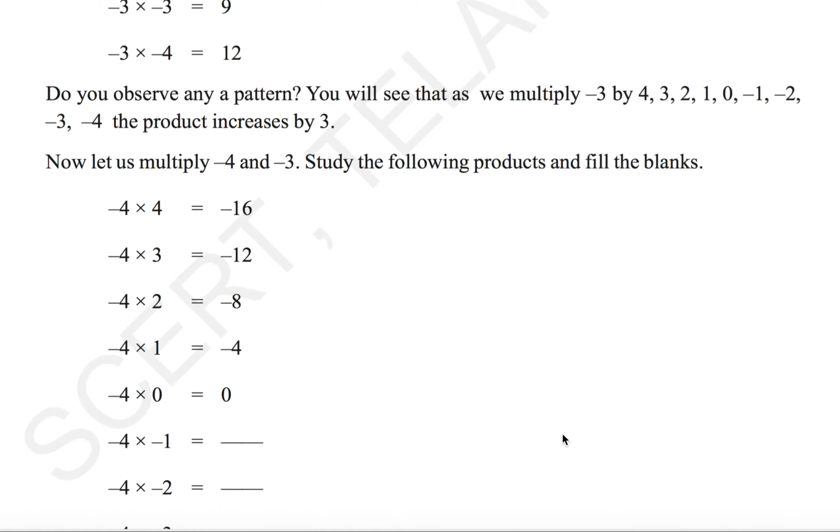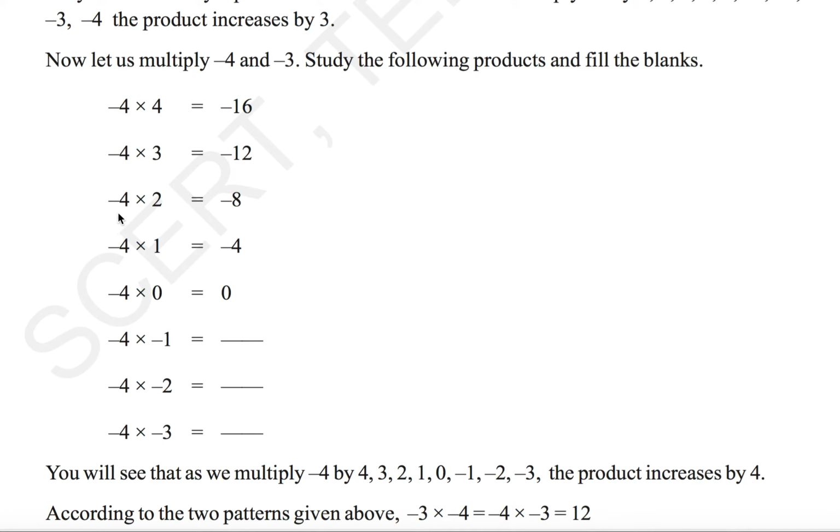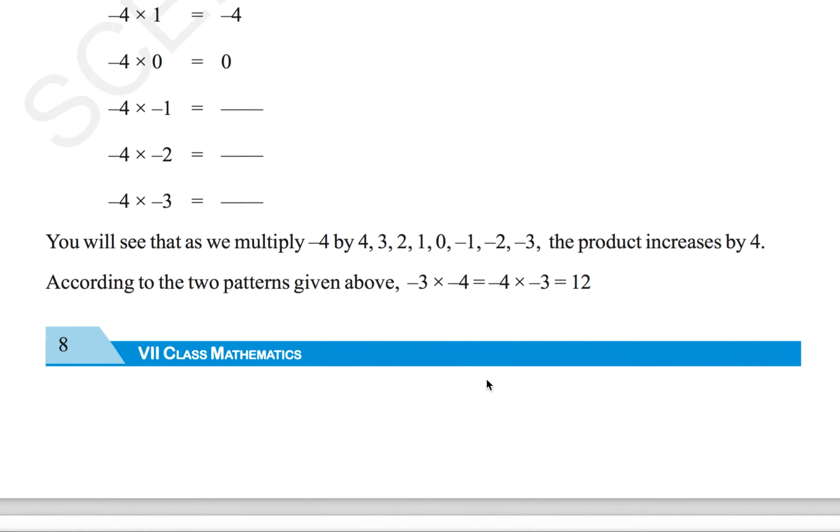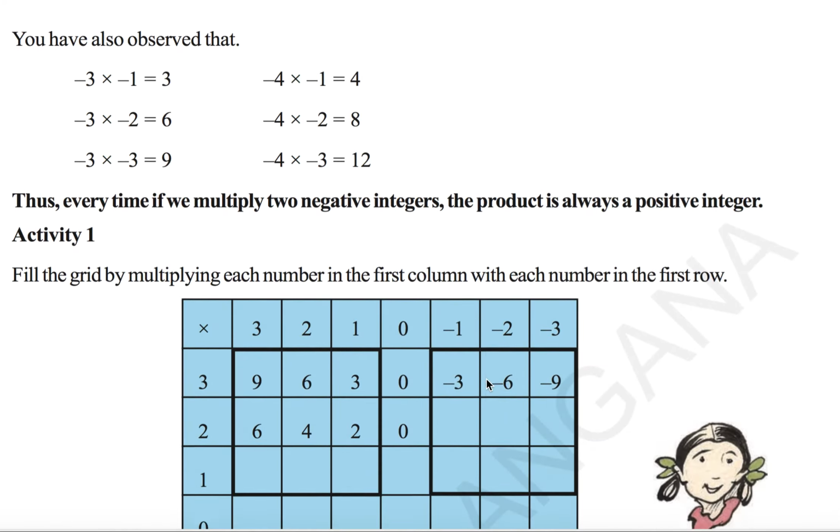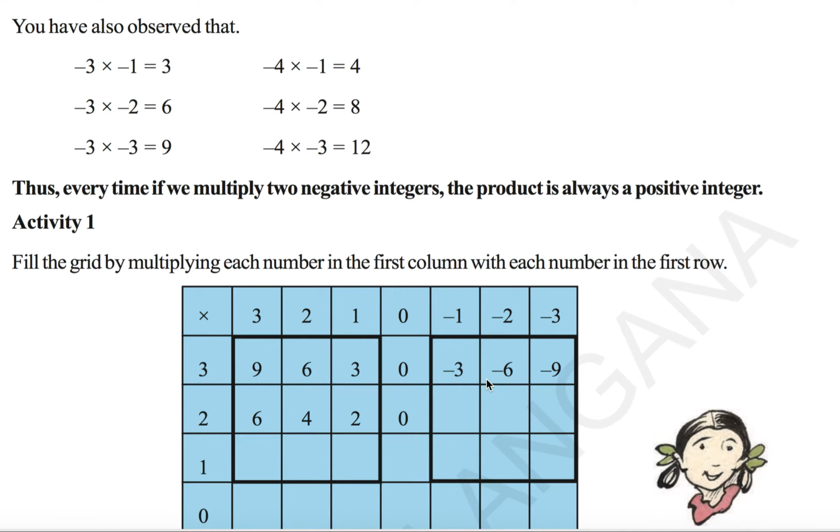Now let us multiply minus 4 into minus 3. Study the following products and fill in the blanks. Minus 16, minus 12, minus 8, minus 4, 0, 4, 8, 12. You will see as we multiply minus 4 by these numbers, the product increases by 4. According to the two patterns given above, minus 3 into minus 4, minus 4 into minus 3 equal to 12. You have also observed that minus 1 into minus 3 is 3, minus 4 into minus 1 is 4, minus 3 into minus 2 is 6, minus 4 into minus 2 is 8. Thus, every time we multiply two negative integers, the product is always a positive integer.